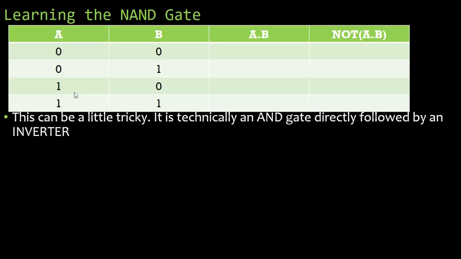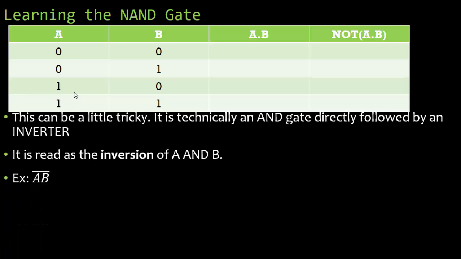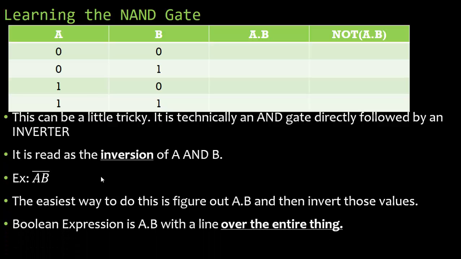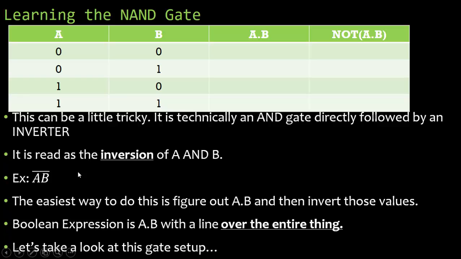It's technically an AND gate directly followed by an inverter, or a NOT gate. It is read as the inversion of A and B. So you're taking the value of A and B and you're flipping it. This is what it looks like. Notice there's a line over the entire thing. The easiest way to do this is figure out A and B and then invert those values. The Boolean expression is A dot B with a line over the entire thing, as seen in this example right here. So let's take a look at this gate setup and see how it works.